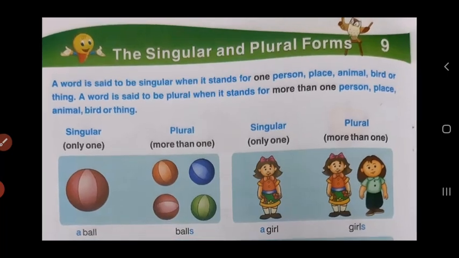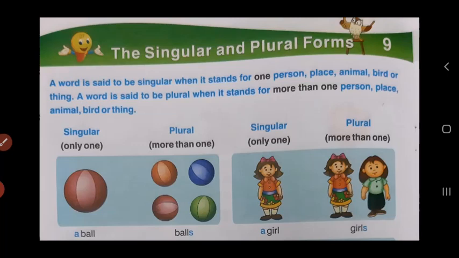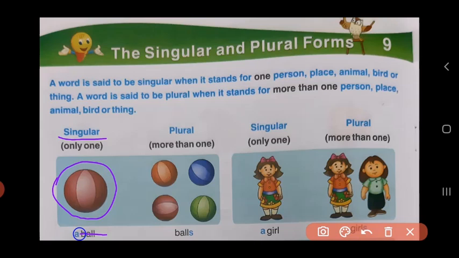In the first picture, it's a picture of a ball. Now children, over here, there is only one ball. That is why it is called singular. And we say a ball. Why a? Because ball starts with B, which is a consonant. So a is added before ball.